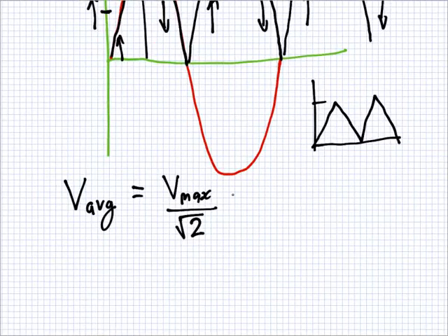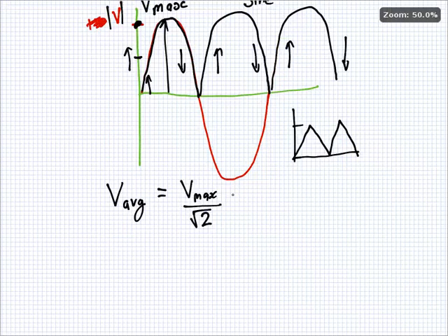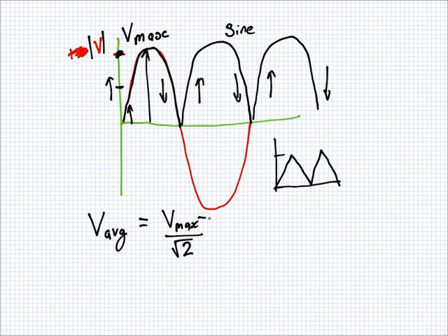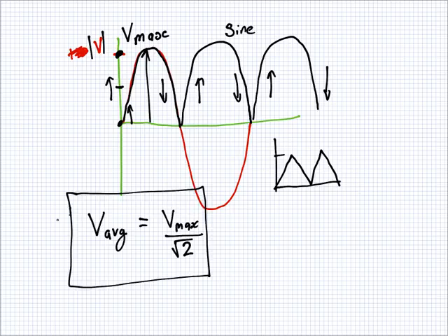What is average? Average, yeah. We skip the V min because, yeah, I suppose it's like V max minus V min, it's 0. But the minimum's always 0 for the AC current. This is the formula here: V average equals V max divided by root 2.